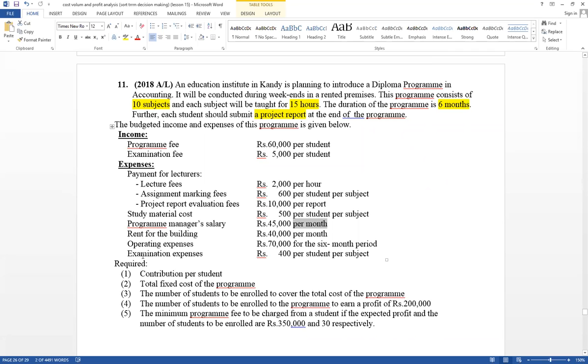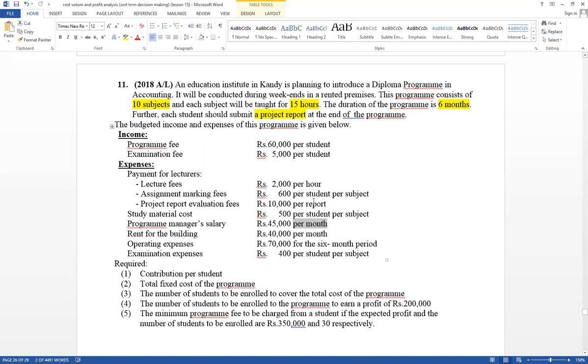And examination expense is 400 per student per subject. Therefore examination expense varies with the number of students, but it is given per subject, and 10 subjects are available. This is the 2018 paper.